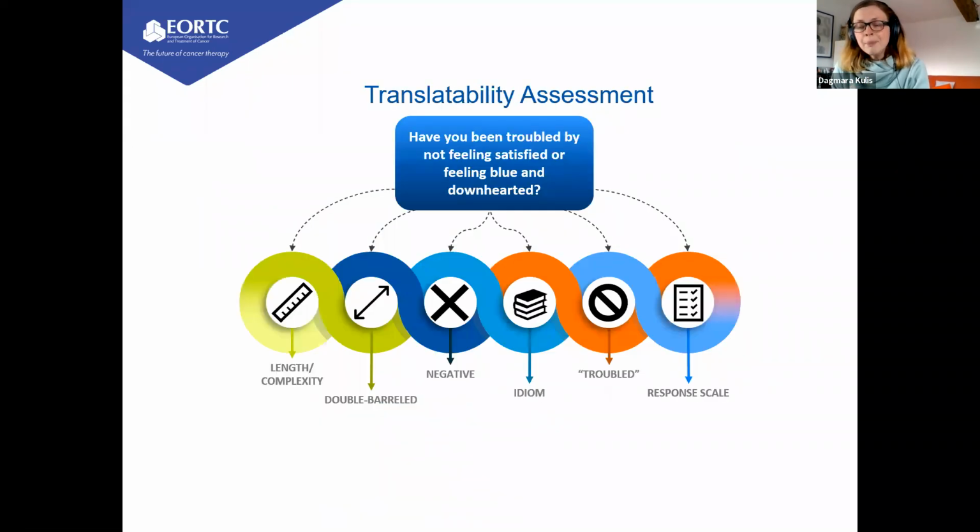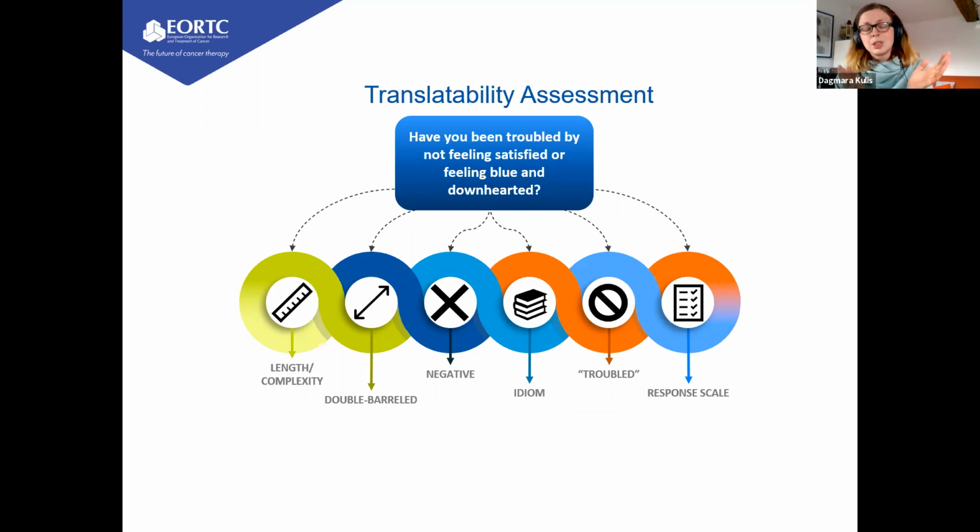The next stage, once we have those items, so questions worded, is what we call translatability assessment. We do that in the EORTC Quality of Life department. And what it is, basically, we review the questionnaire to check whether there are any problems that we already know will be a problem to the patients, and if we can solve them upfront. So those are lots of the time linguistic issues or cultural issues.